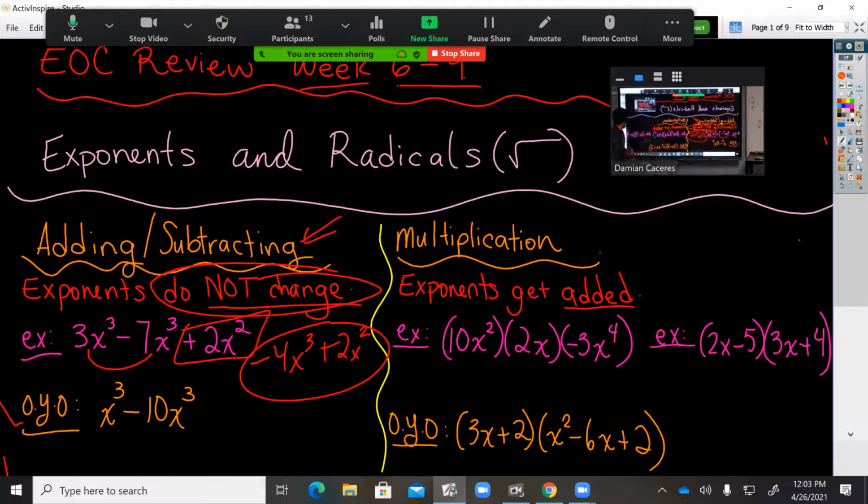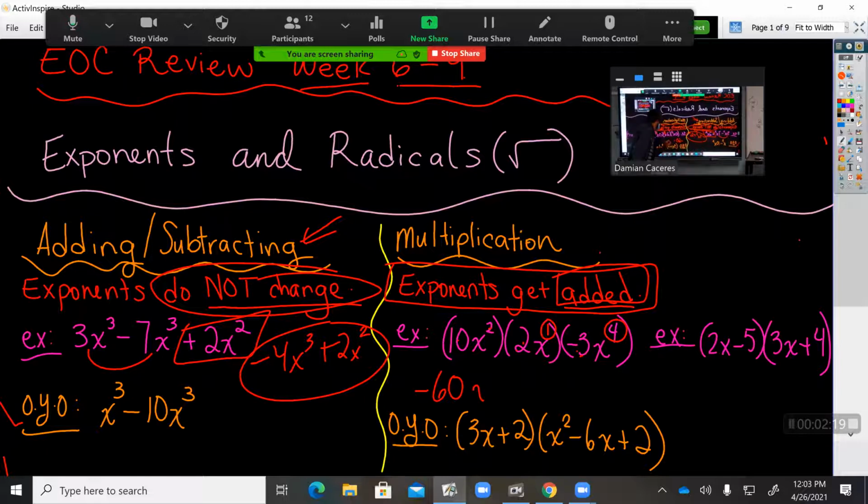So here we go. On the first one, the numbers follow number rules. So 10 times 2 times negative 3, that gets multiplied. But the rule with exponents is exponents get added. So I'm going to multiply the numbers. 10 times 2 is 20, times negative 3 is negative 60. That's a normal process because they're not exponents. Now we get to add the exponents because the rule is add the exponents when you multiply. So 2 plus 1 plus 4 gives you x to the 7th. Don't forget that 1. If it doesn't have an exponent, you put a 1 on there.